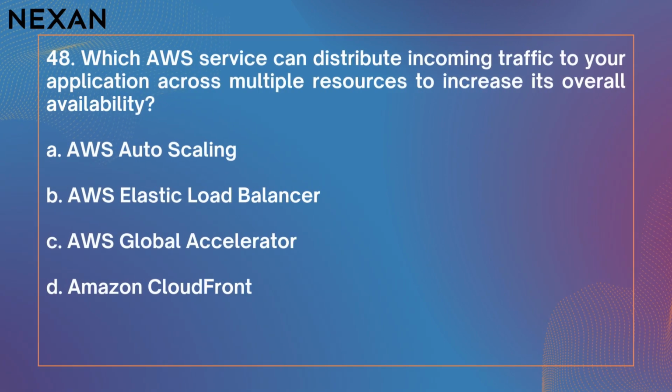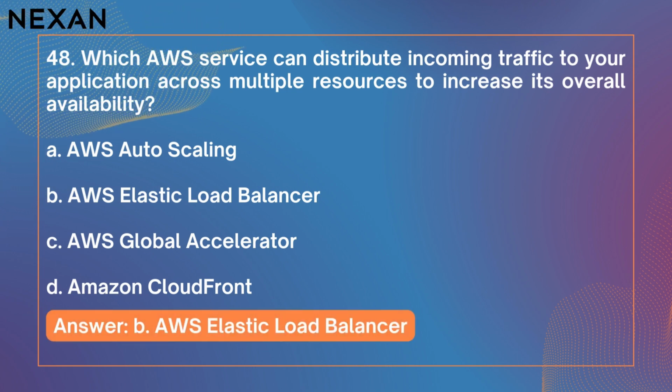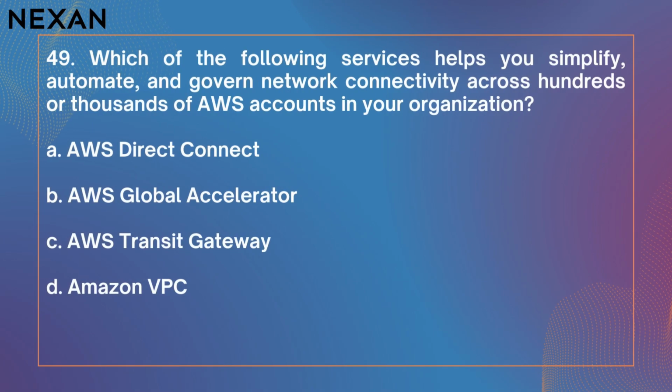48. Which AWS service can distribute incoming traffic to your application across multiple resources to increase its overall availability? A. AWS Autoscaling. B. AWS Elastic Load Balancer. C. AWS Global Accelerator. D. Amazon CloudFront. Answer: B. AWS Elastic Load Balancer.